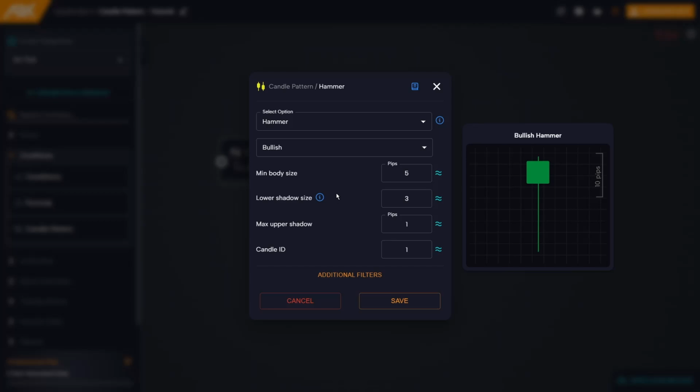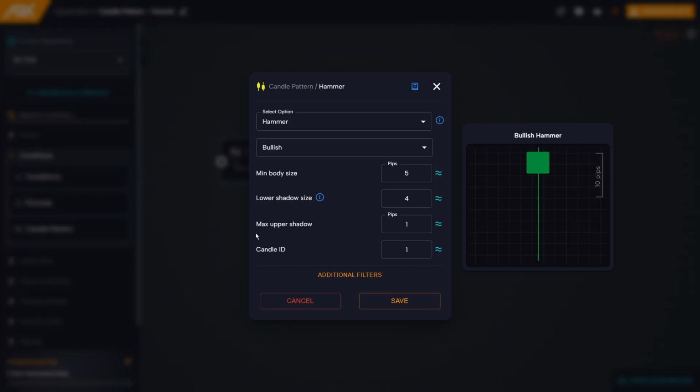The second customization option is lower shadow size, perhaps the trickiest part to understand. Here, we need to perform a multiplication. If we input the value 3, for instance, we are requesting a candle with a lower shadow of at least 15 pips, because 5 multiplied by 3 equals 15. If we input the value 4, for example, we are requesting a candle with a lower shadow of at least 20 pips, as 5 multiplied by 4 equals 20.